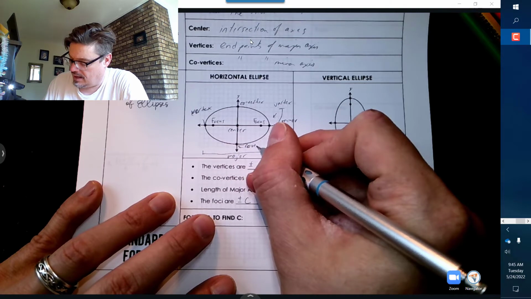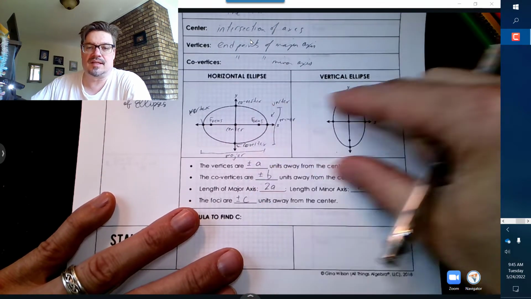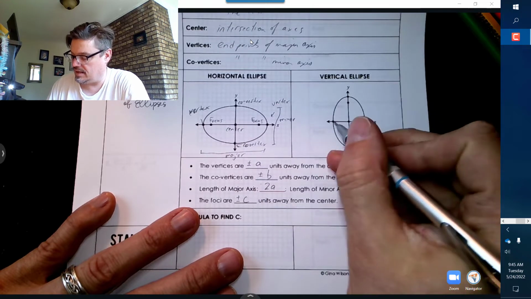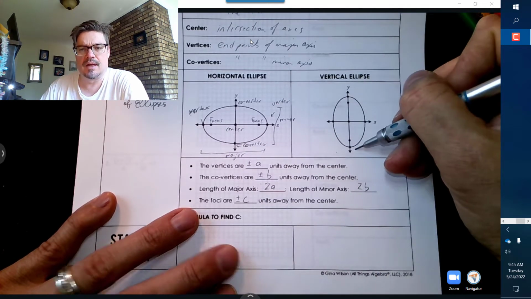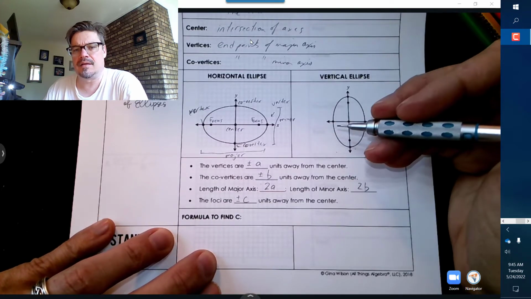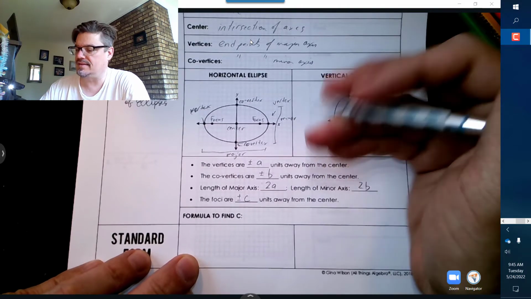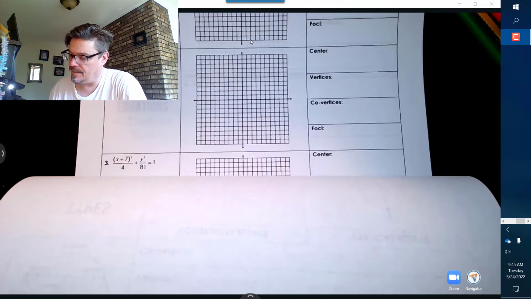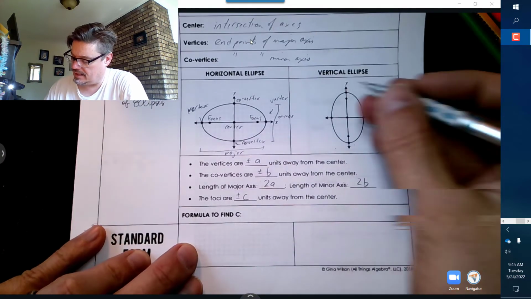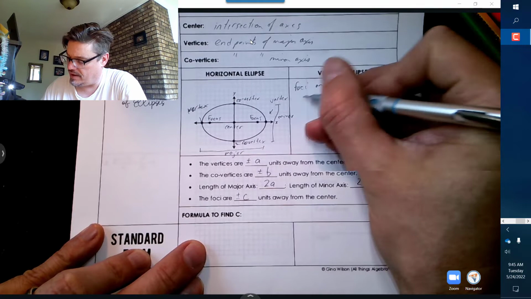And this applies to this as well, right? The only thing that's changed is that now the co-vertices are here and here, and the vertex is here and here. But notice that the foci are always on the major axis. Foci are always on the major axis. Is that mentioned in the notes there? Okay, it's not. So let's put foci on major axis.